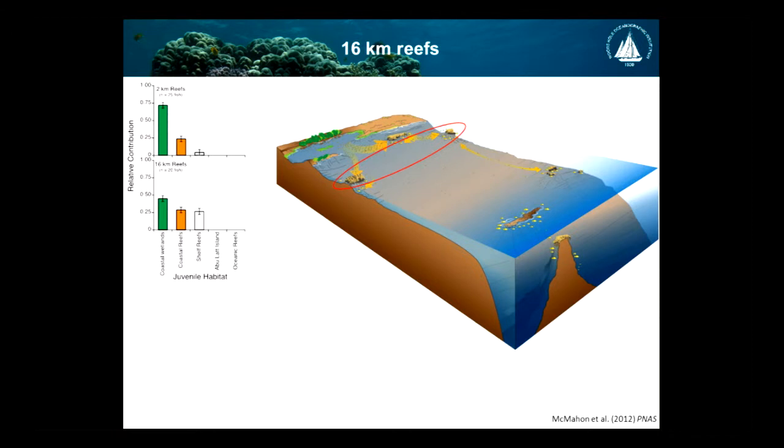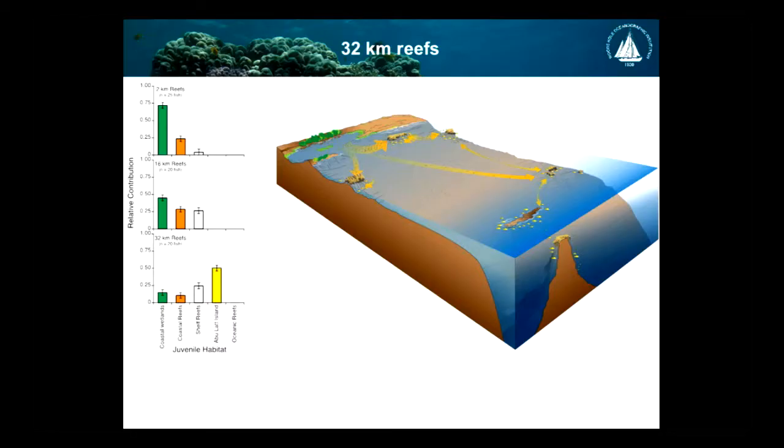If we go out to these 16-kilometer reefs, you can see again there's a significant proportion of adult snappers on those reefs that have made the movement of that 16 kilometers from these nearshore habitats to those offshore reefs. But again, although some of them are doing that, we have others that are again appearing to settle directly onto the reefs without going through those nursery habitats at all.